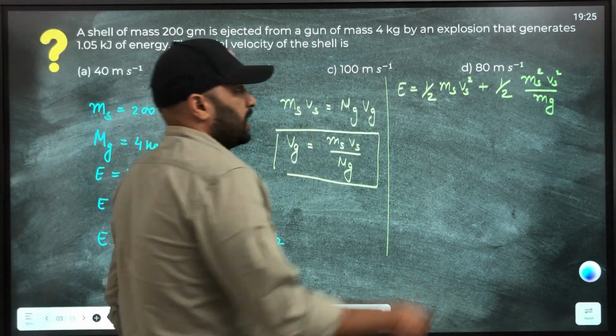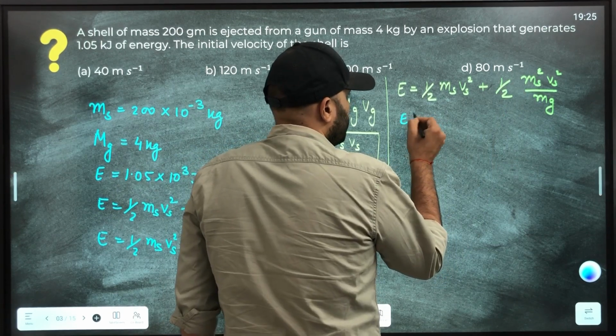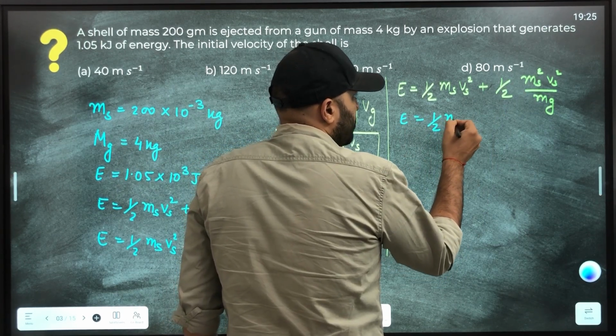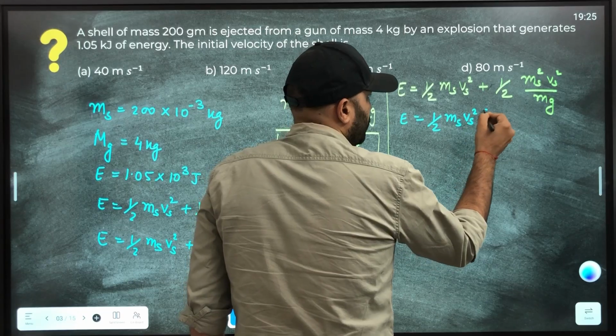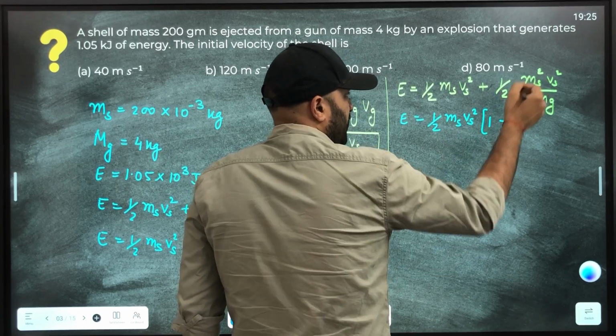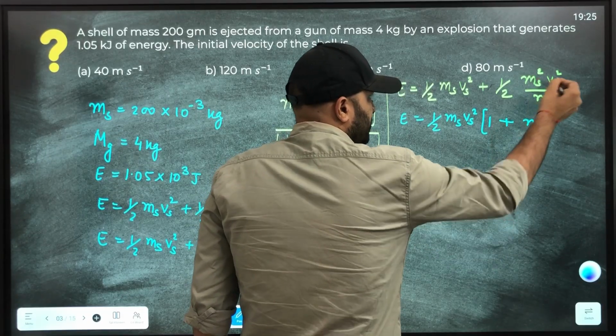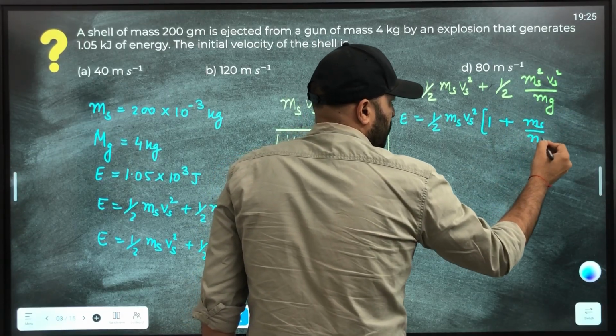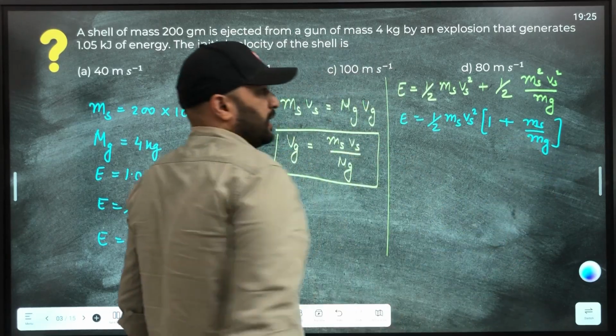Clear it is? Okay, let's take common out here. So E will be equal to half ms vs square. What are we left with here? Nothing. Half is already out, 1 ms is left, vs is already out, mg is left. Okay, great. Clear it is?